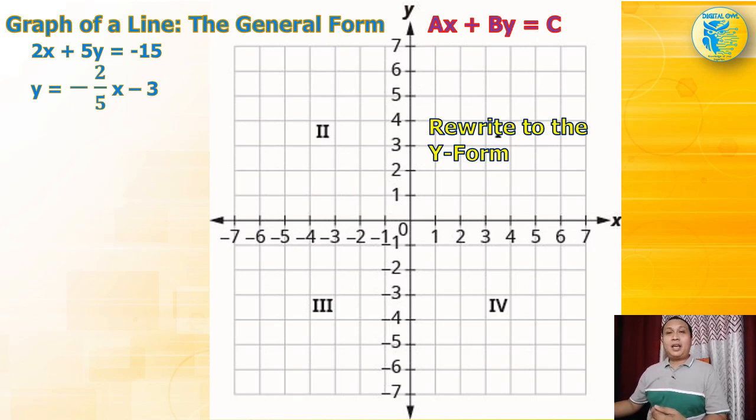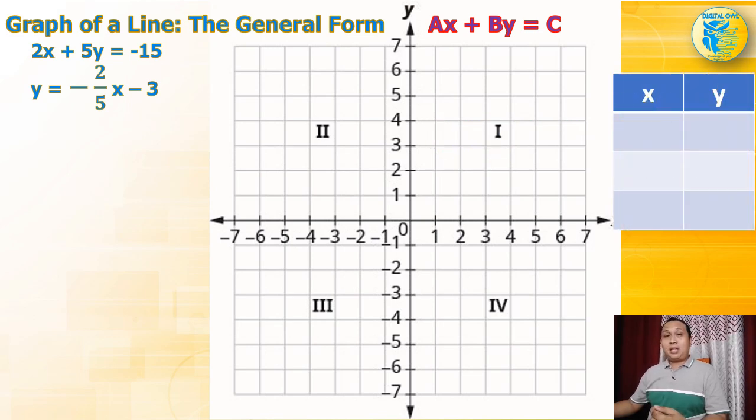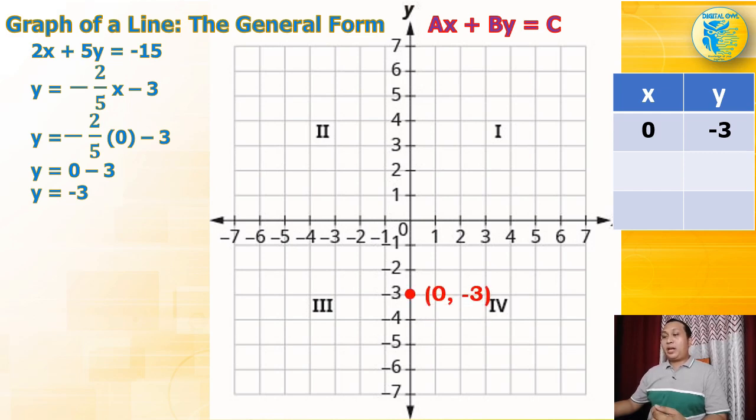Now that it has been converted, we just follow the approach that we used in the first example. We make a table of values for x and y. We assign numbers for x and then solve for the value of y. So we start using the number 0, replacing x in the slope-intercept form. So it becomes negative 2/5 x multiplied by 0 minus 3. Multiplying by 0 results in 0, and then we still have that minus 3. 0 minus 3 is negative 3. Therefore, if the value of x is 0, then the value of y is negative 3. We can locate it right here. As you can see, that is 0, negative 3.